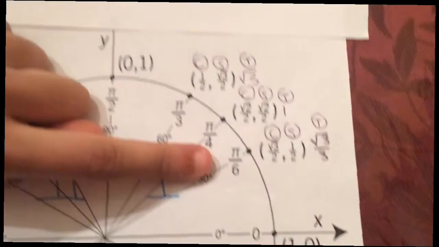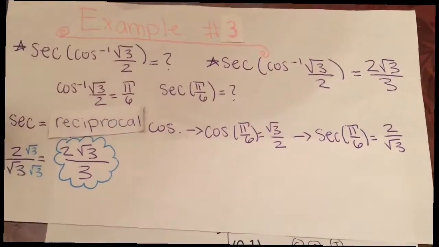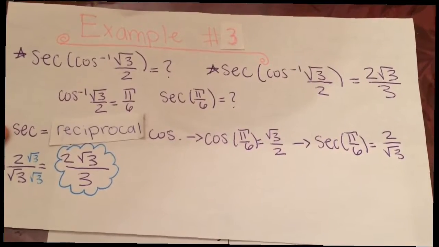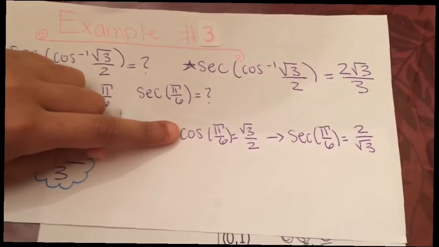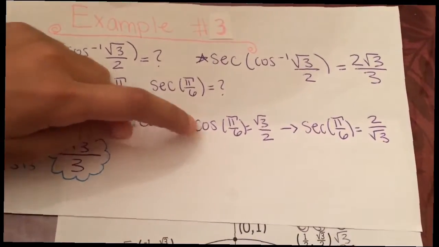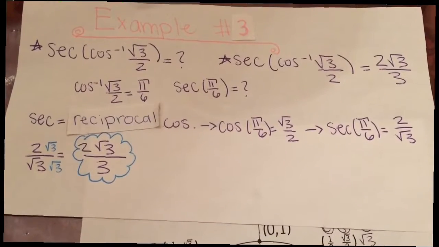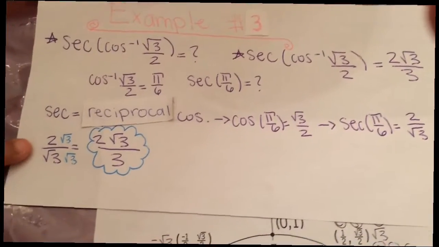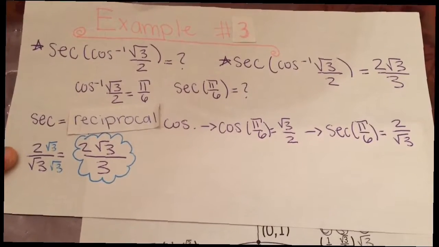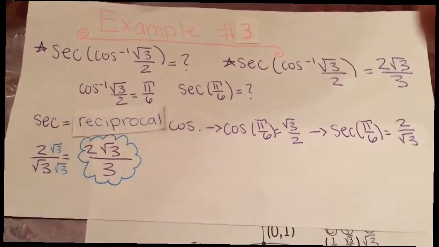But we're not done. Now, we must find the secant of this angle measure. Secant is the reciprocal of cosine. So, if the cosine is the square root of 3 over 2, secant would be 2 divided by the square root of 3. But knowing you cannot keep a square root in the denominator, we must rationalize. After rationalizing, you get your final answer as 2 times the square root of 3 over 3.